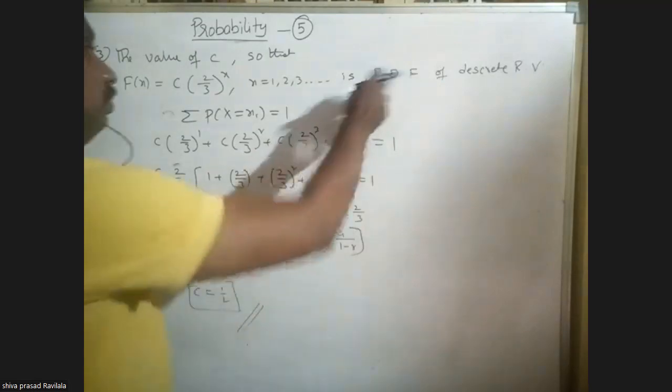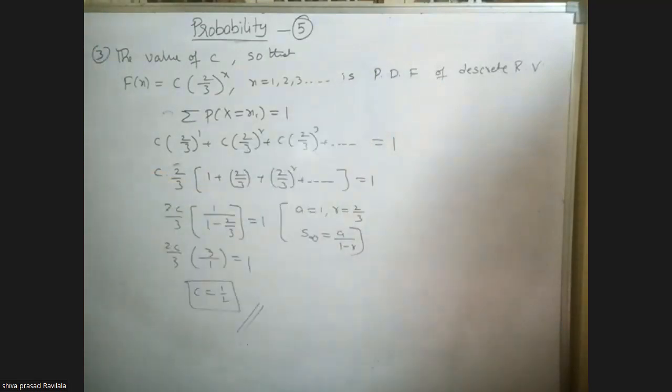Without this condition, we can't find C. Without it, we can only expand the series, and we can write up to here.